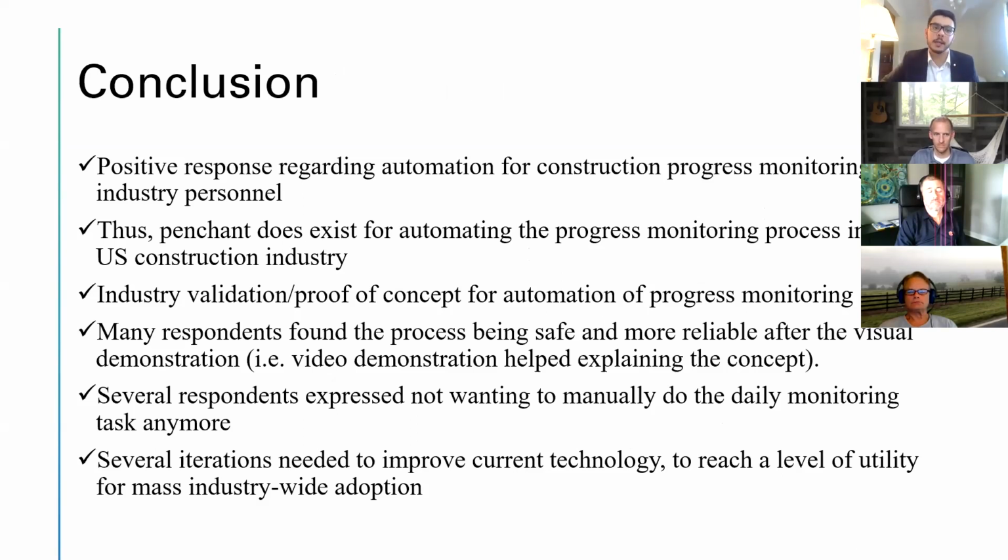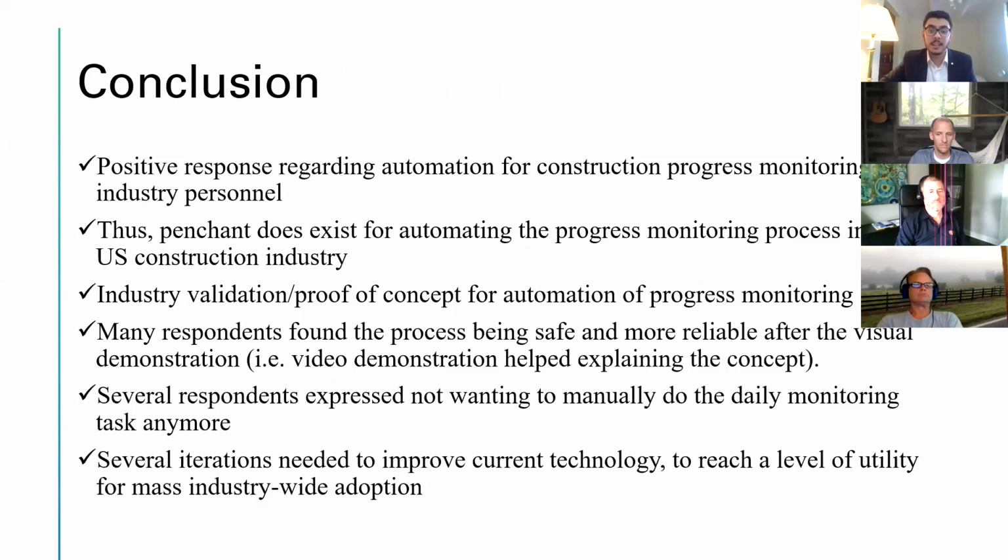What are the conclusions that we got from this research? We saw a generally positive response regarding automation for structured progress monitoring from the industry personnel. Thus, we see that a penchant does exist for automating the progress monitoring process in the US construction industry. Industry validation or proof of concept for automation progress monitoring. Therefore, we do get industry validation that this is something that should be done in the industry.